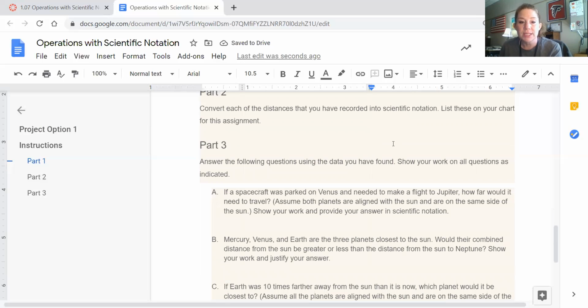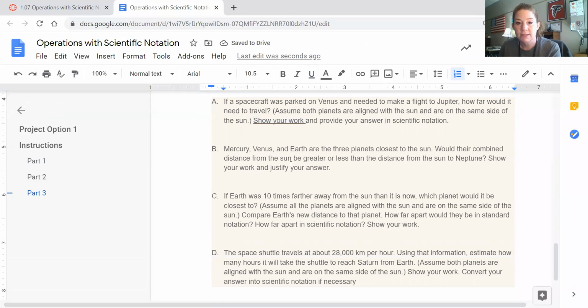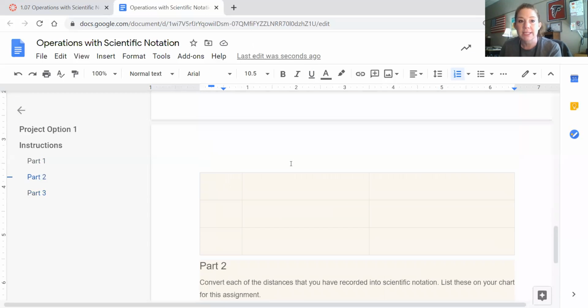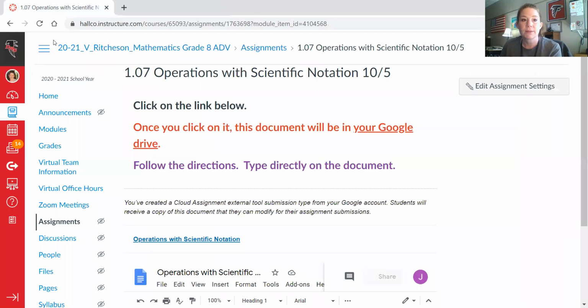And then in part 3, it says answer the following questions using the data you have found. Show your work on all questions as indicated. So you can type directly on here. So type what your math problem is, because it says to show your work, and provide your answer in scientific notation. So guys, if you don't follow directions, I cannot give you full credit. All right? Just remember that, please. I want to give all of you full credit, but you have to show your work, okay?